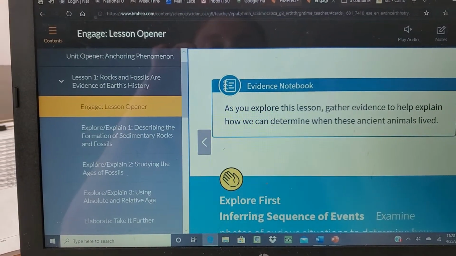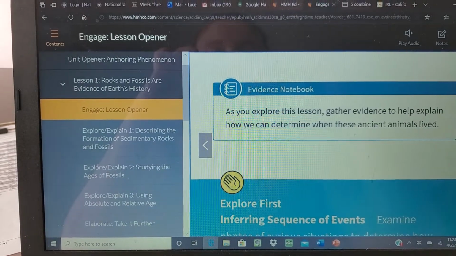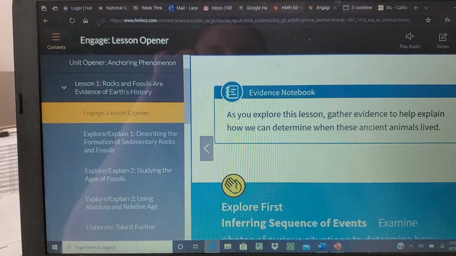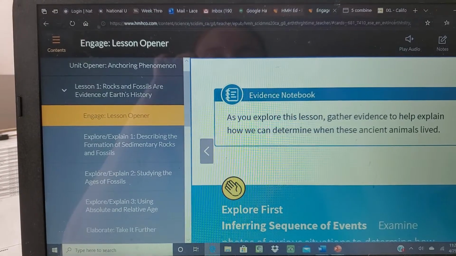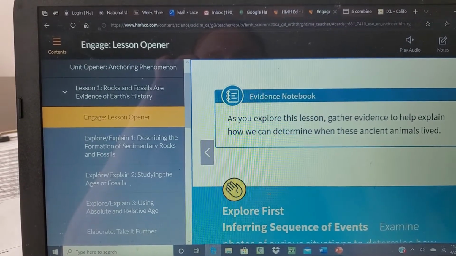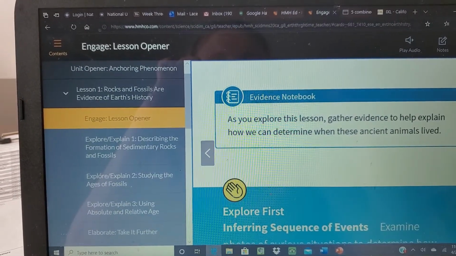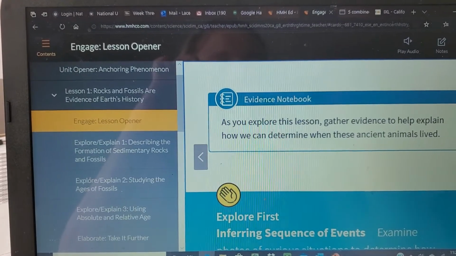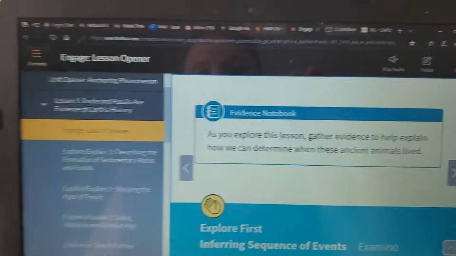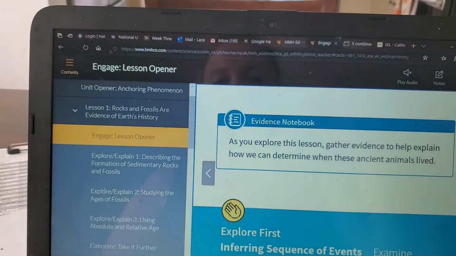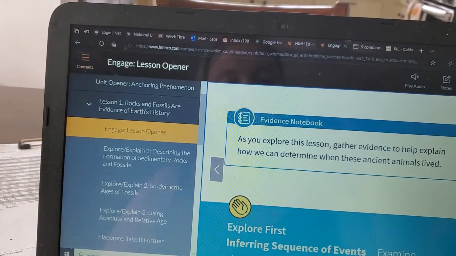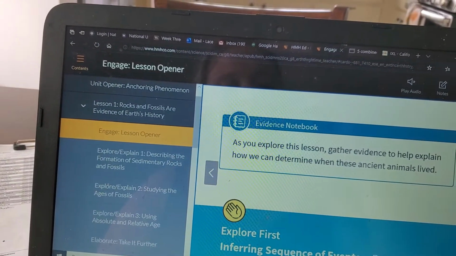So in our evidence notebook, I want you to write down the question: as you explore this lesson, gather evidence to help explain how we can determine when these ancient animals lived. So go ahead and do so. And then we're going to hop into our first lesson here.